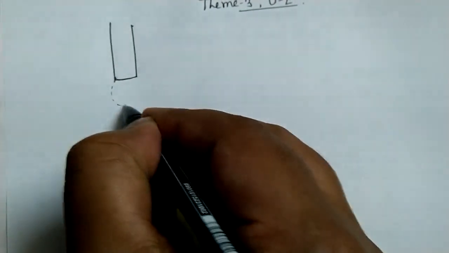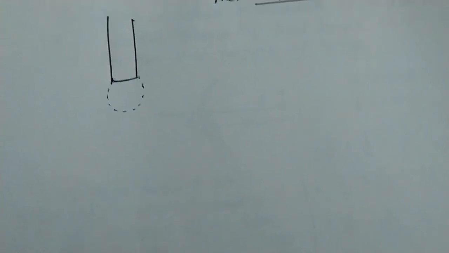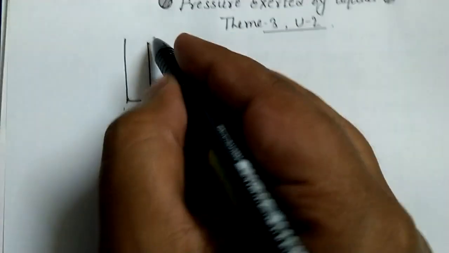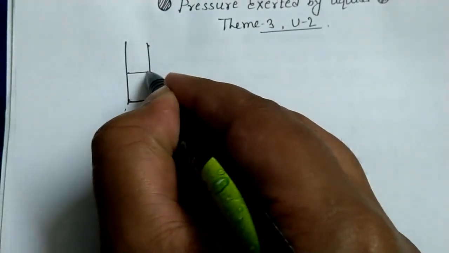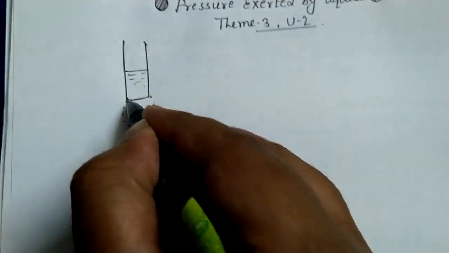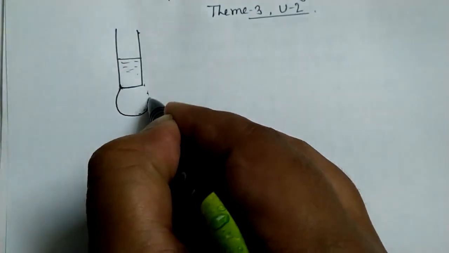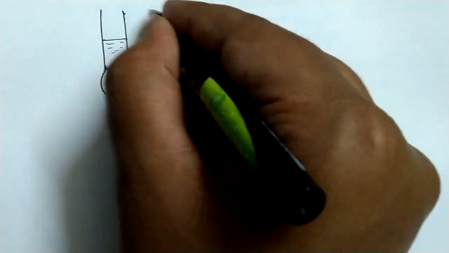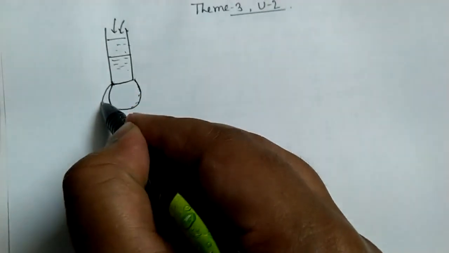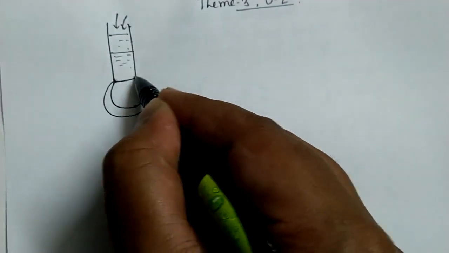A rubber balloon is tied behind it. This is a rubber balloon. Okay, and now we are pouring some liquid in it. Suppose this is the liquid. Then we can see the balloon is just like this. We are pouring some more liquid. Let's say the liquid level is now up to this extent. Then we can see that the balloon will become a little bit bigger.